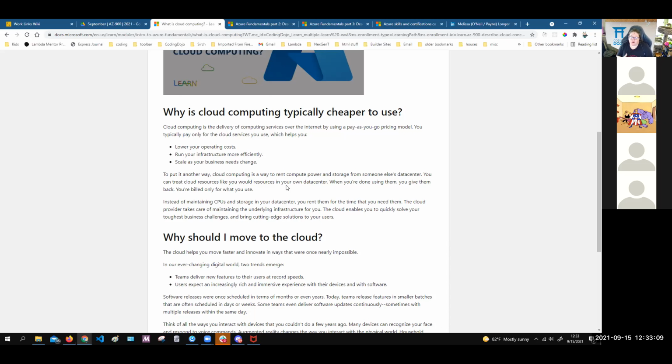But with Azure, you can treat them like they're your own, because you have some dedicated space. When you're done using them, you just give them back, just like your modem from the internet company. It's yours while you're using it. When you're done, you give it back. No overhead, like somebody said earlier, makes things a lot nicer and a lot cleaner and allows you to start up things a lot quicker.